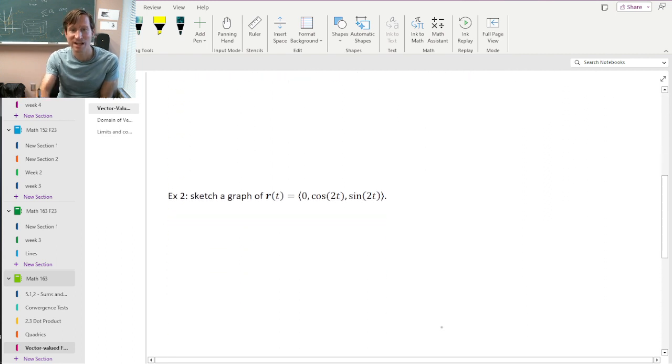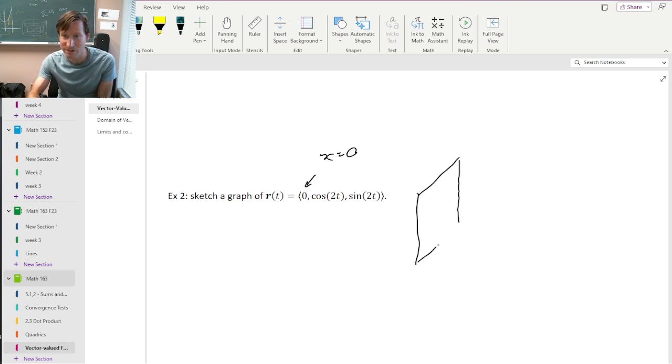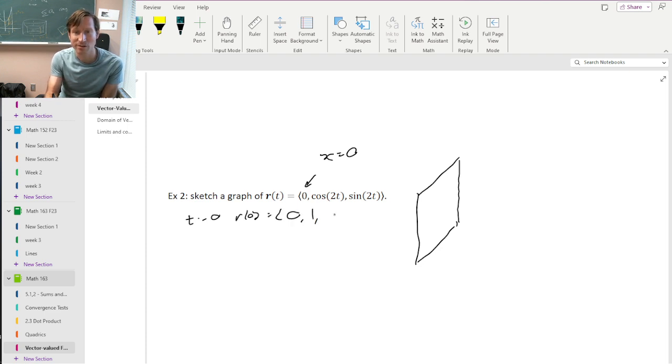For another example, let's sketch the graph of 0, comma, cosine 2t, comma, sine 2t. So again, we're going to be living in the plane x equals 0 because that x coordinate function is always 0. Okay, now let's plug in, I don't know, how about t equals 0? So r of 0 is going to be 0, 1, 0 again. So let me draw our coordinate axes on here, like this. So this point is t equals 0.